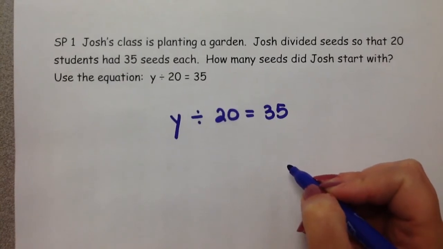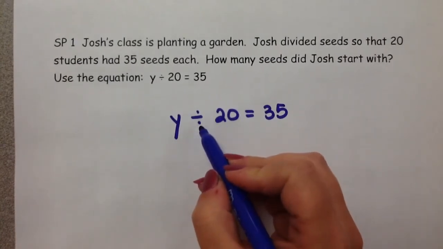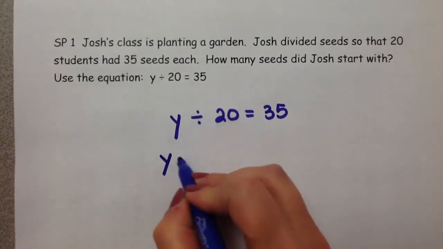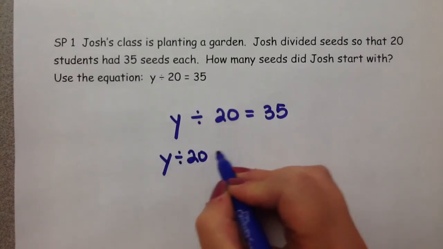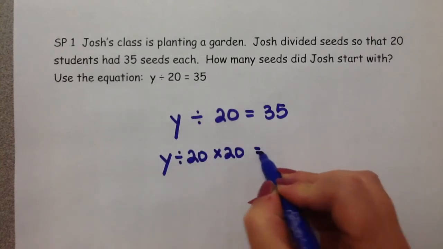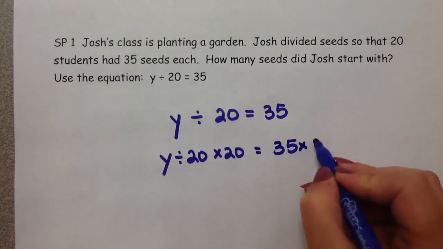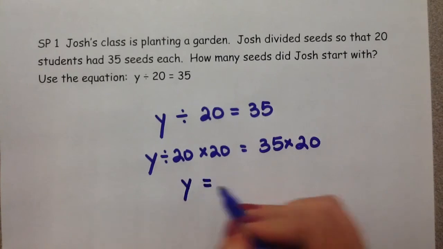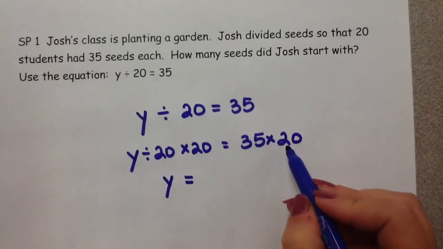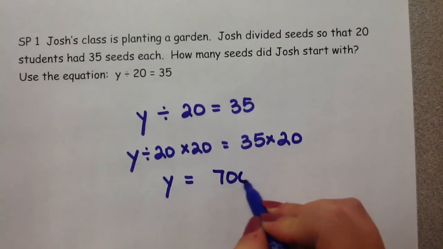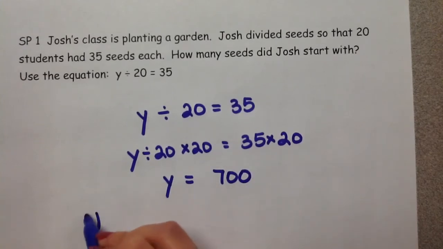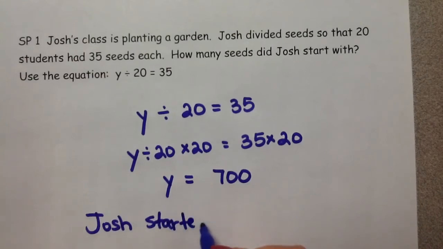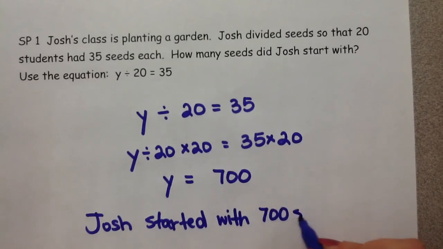So what we're going to need to do is the inverse operation. Instead of dividing, we're going to multiply by 20. So it would be y divided by 20 times 20, and this is 35 times 20. This leaves us with y over here, and on this side 35 times 2 is 70, and then we add our 0. So we would say Josh started with 700 seeds.